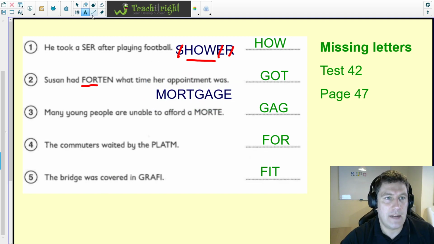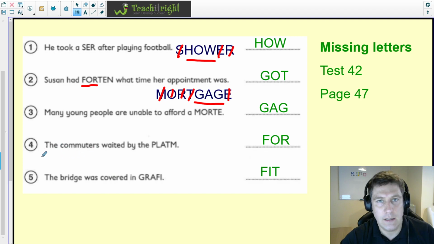So again, if we cross out the letters that I was given, remember the letters always need to be consecutive. So we cross these letters out, and then we get 'gag'. Okay, so again, well done if you got that one right. The commuters are people that sort of travel in and back to work. The commuters waited by the, now where would they be waiting if they were travelling? What could they possibly be travelling on? Maybe a train. So where would they be waiting? Be waiting by the platform. And maybe PLAT gave you a clue there, platform.